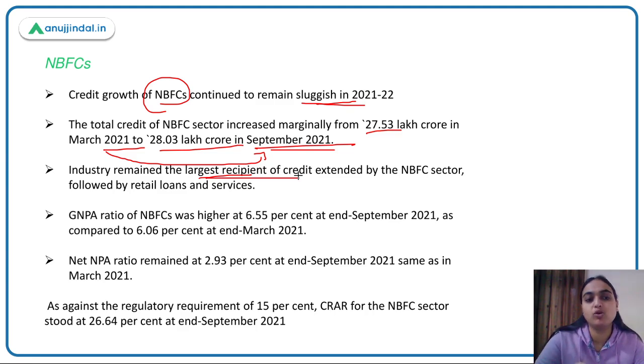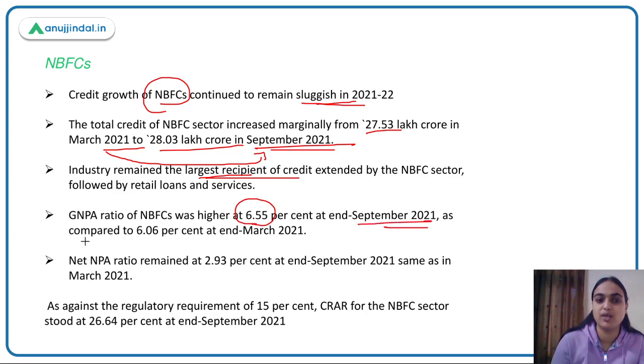Now talking about the NPAs of the NBFCs. So the GNPA ratio was higher at 6.5% at the end of September 2021 compared to what it was at the end of March 2021. So slight increase hua hai NPAs mein, which is not a good indicator. Net NPA almost March ke mukable September mein same hi rahe hain.